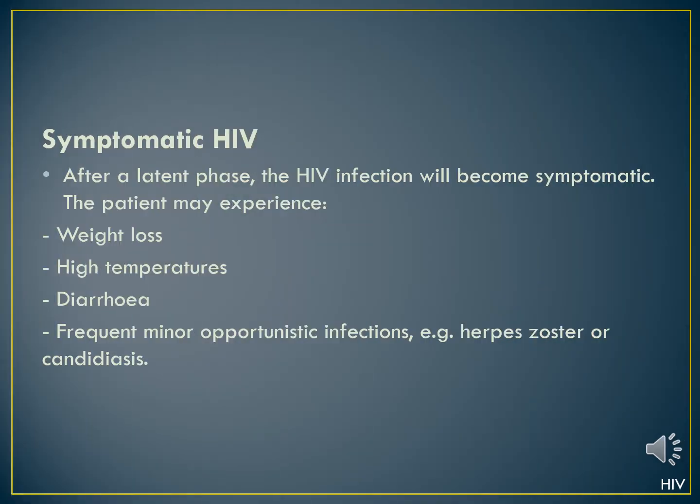Next is the symptomatic HIV clinical features. So after a latent phase, the HIV infection will become symptomatic, where the patients may experience weight loss, high temperatures, diarrhea, and also frequent minor opportunistic infection, for example like herpes zoster or candidiasis.